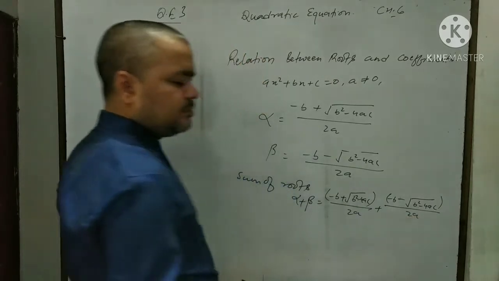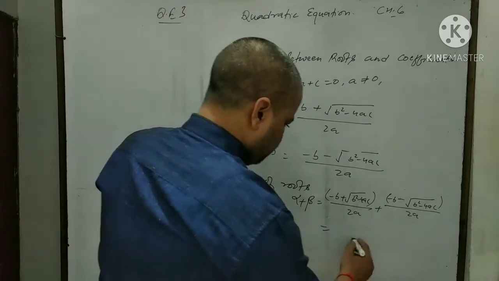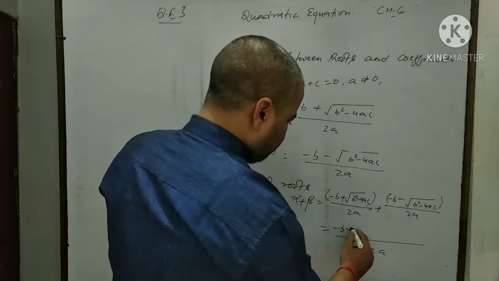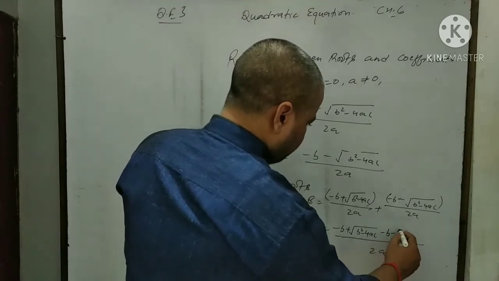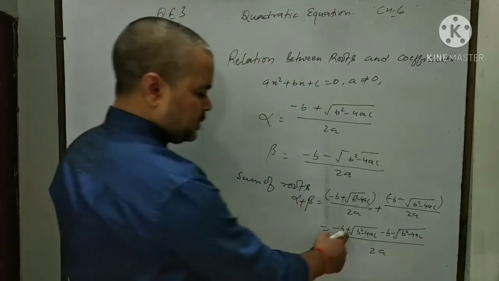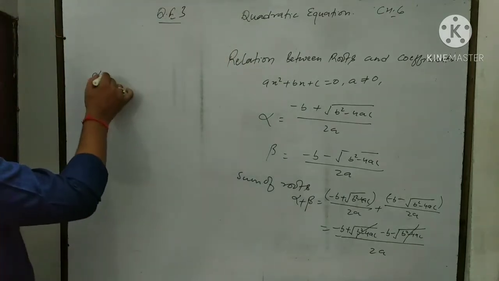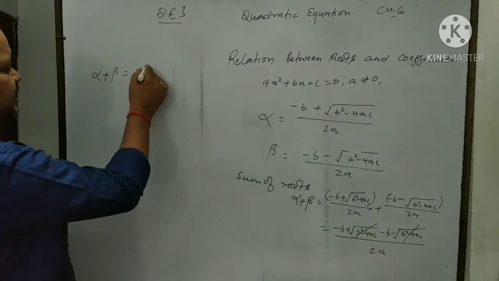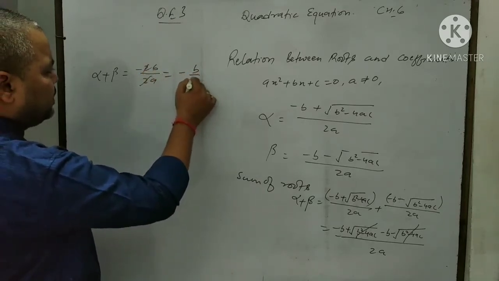Here the denominator is the same. If the denominator is the same, the numerators will be added. Then simply we can write 2a in the denominator, and the numerator will be minus b plus under root b square minus 4ac minus b minus under root b square minus 4ac. Same value with plus sign and minus sign will cancel, and simply the sum of the roots alpha plus beta is equal to minus 2b upon 2a. 2 cancels, and it will be minus b by a.